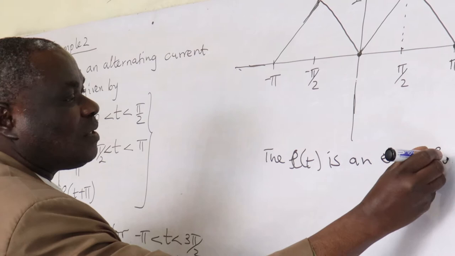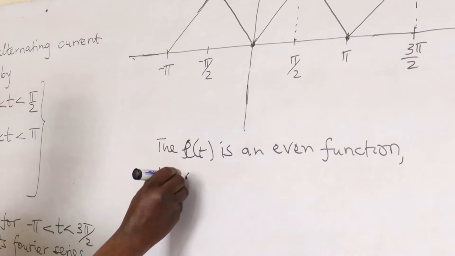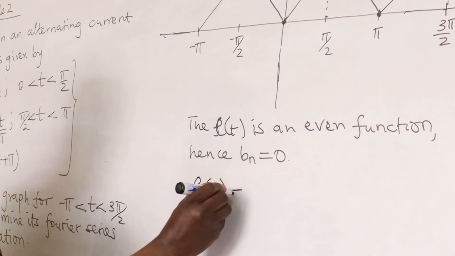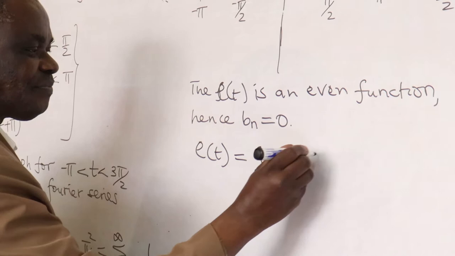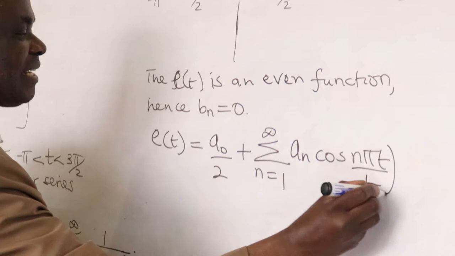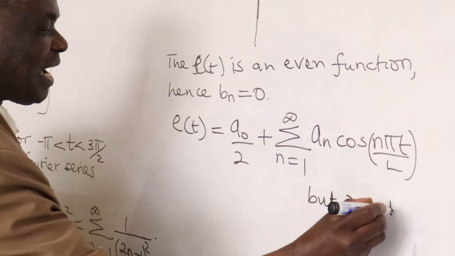Hence, Bn will be equal to zero. So E of T will now take which format? a0 all over 2 plus summation n starting from 1 to infinity, An cos n pi t all over L. But 2L is equal to 2 pi, so L is equal to pi all over 2.